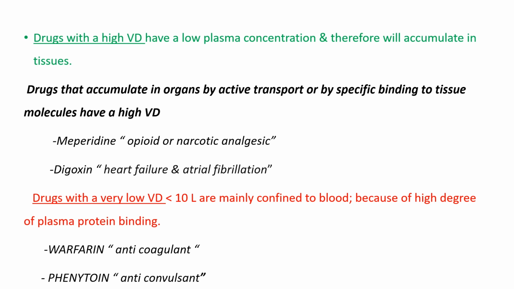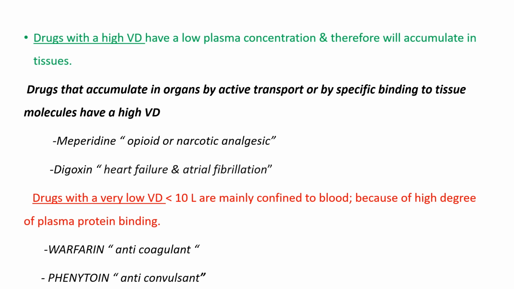The first one is that those drugs with a high volume of distribution have a low plasma concentration and therefore they will accumulate in tissues. These are the drugs that will accumulate in the organs by either active transport or by specific binding to the tissue molecules, and this will give them the high VD. An example is meperidine, which is an opioid or narcotic analgesic. It is used in managing severe pains. Then digoxin, which is used in managing heart failure and atrial fibrillation.